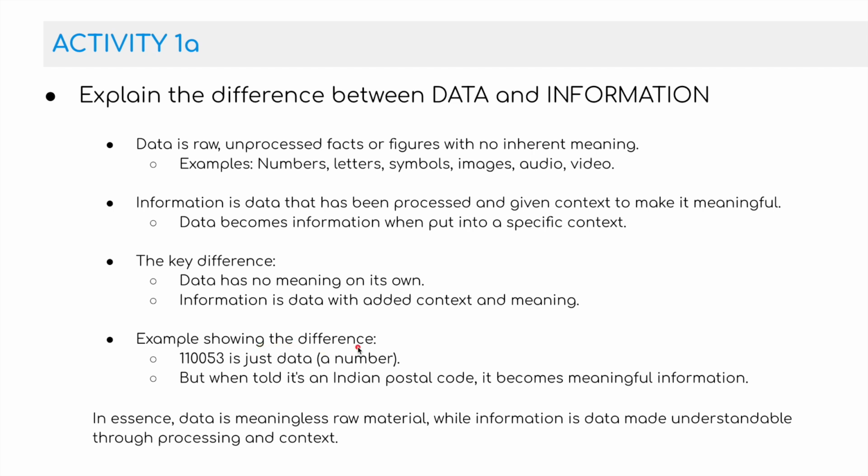Examples showing the difference: this number is just data, but when we're told it's the Indian postal code, it becomes meaningful information. In essence, data is meaningless raw material, while information is data made understandable through processing and context. I hope that makes it clear.